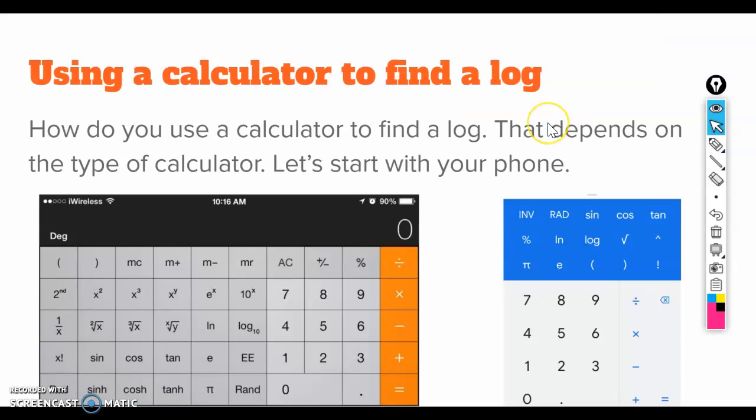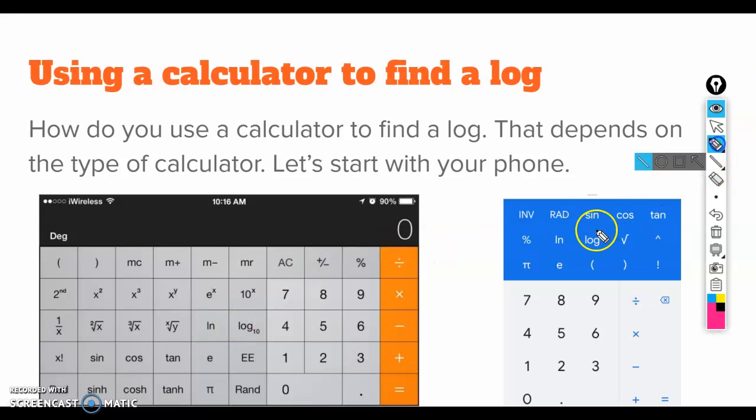So let's talk about your calculators. Here are a couple of calculators. It always kind of depends on the type of calculator you're using. These are a couple of examples of phone calculators. Phone calculators do usually have logs on them. You'll see LOG and LN.